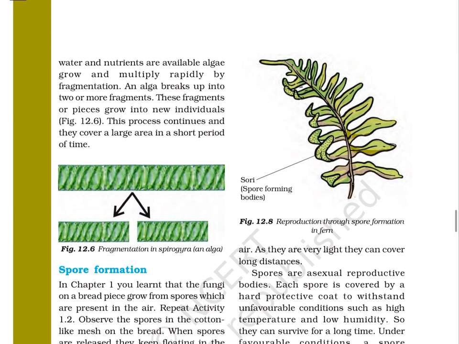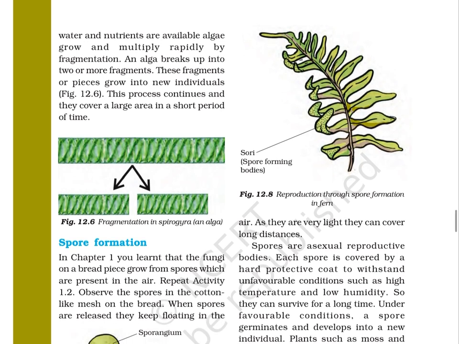Page 136. An alga breaks up into two or more fragments. These fragments or pieces grow into new individuals. You can observe this in figure 12.6. This process continues and they cover a large area in a short period of time. Figure 12.6, fragmentation in Spirogyra, an alga.